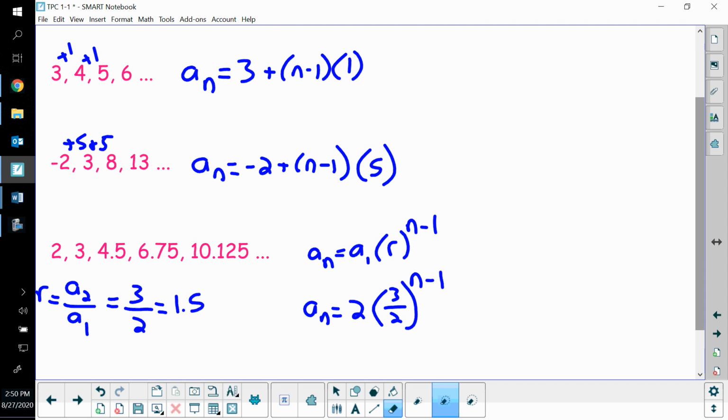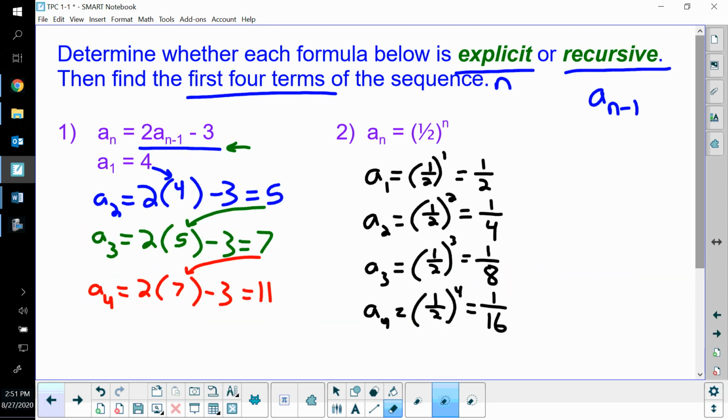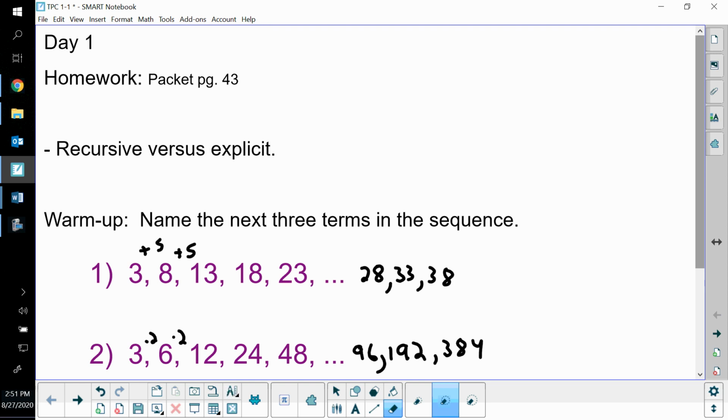So you'll be working with explicit and recursive formulas on your homework. Again, that's on page 43 of your packet. And remember, you need to upload that right on Schoology. Take a picture and upload it right up there. And then have that with you either when you log on to Google Meet tomorrow, or if you are in class, so you can ask questions and check your answers.